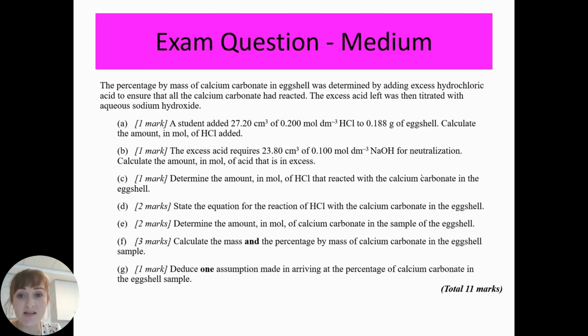Now let's look at a very typical example of a medium level exam question. This question in total is worth 11 marks, so should take about 16 and a half or 17 minutes. If you want, you can pause this video now, or if you want to stick with me, I'm going to talk through how you come up with the answers to this.